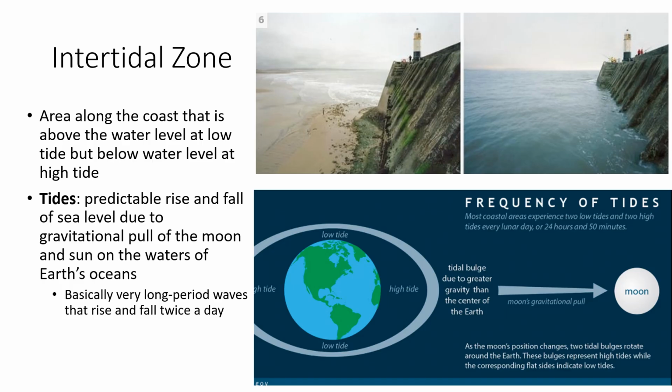This is the area along the shore that is below water level during high tide, but above water level at low tide. What are the tides? Well, the tides are predictable rises and falls of the water, happening about twice a day, where the water will experience a high tide and then a low tide, each twice a day. And that's due to the gravitational pull of the moon, of the sun, and centrifugal force of the earth.